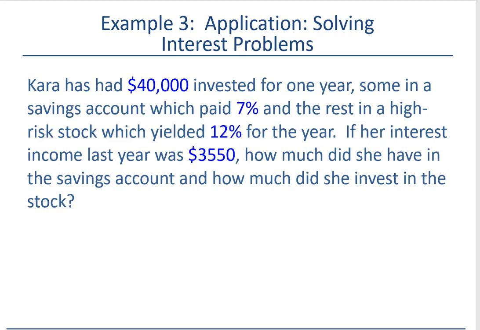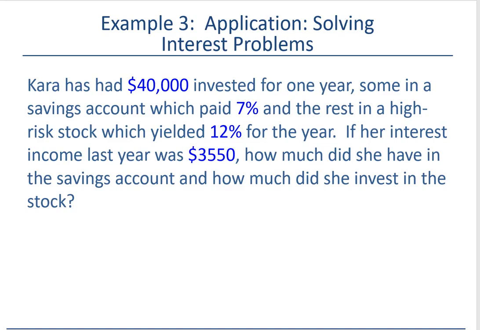Kara has $40,000 invested for 1 year, some in a savings account which paid 7%, and the rest in a high-risk stock which yielded 12%. If her interest income last year was $3,550, how much did she have in the savings account, and how much did she invest in the stock?